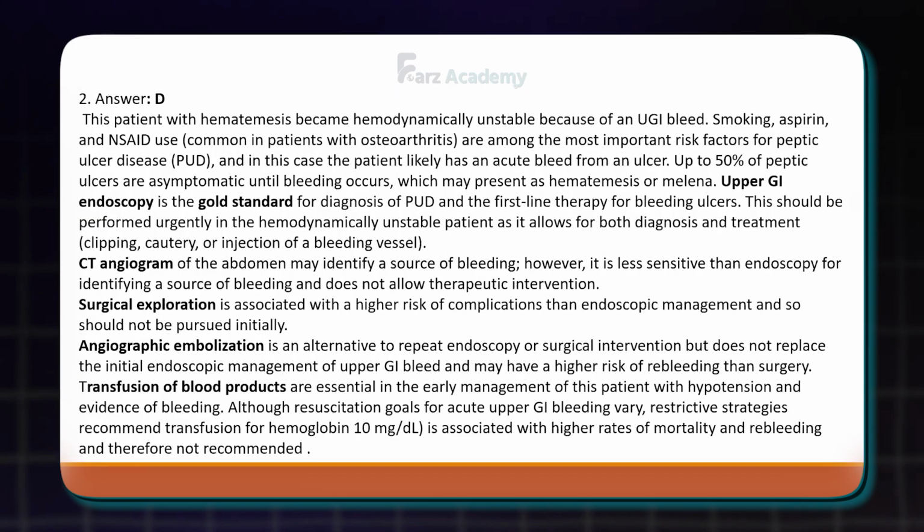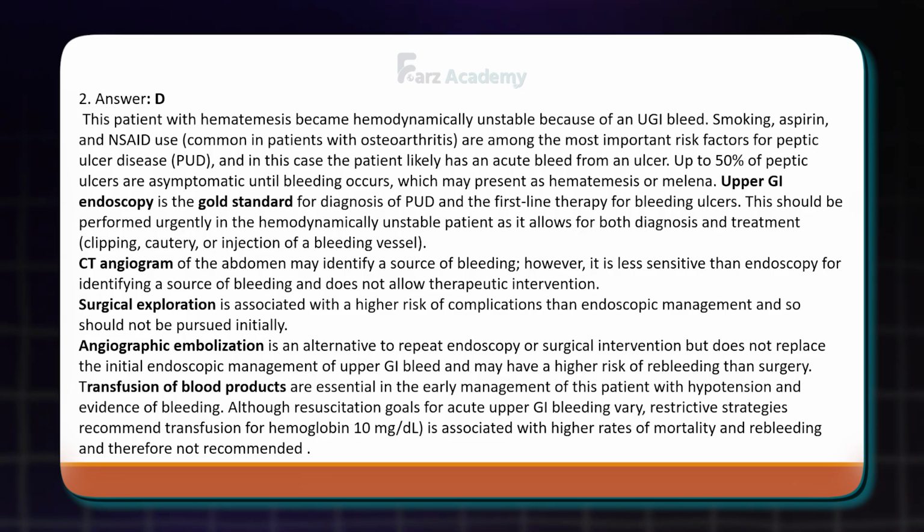So this patient with hematemesis became hemodynamically unstable because of the upper GI bleed. Smoking, aspirin, and NSAID use are the most important risk factors for peptic ulcer disease, and in this case, the patient has likely acutely bled from an ulcer. Up to 50% of peptic ulcers are asymptomatic until the bleeding occurs, which may present as hematemesis or melena.